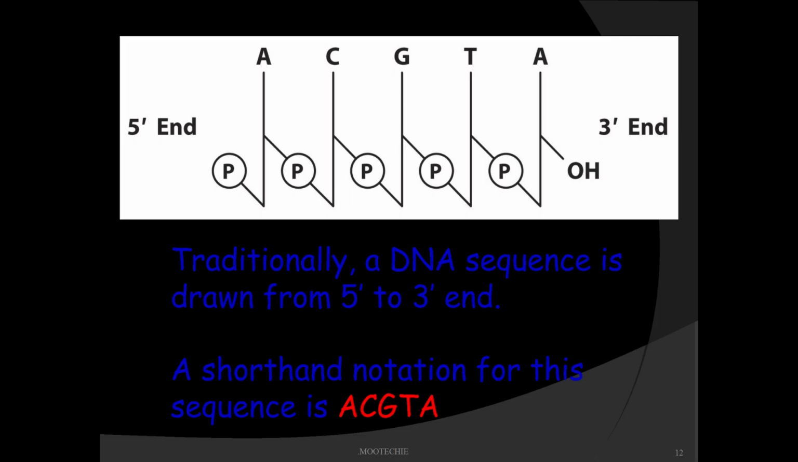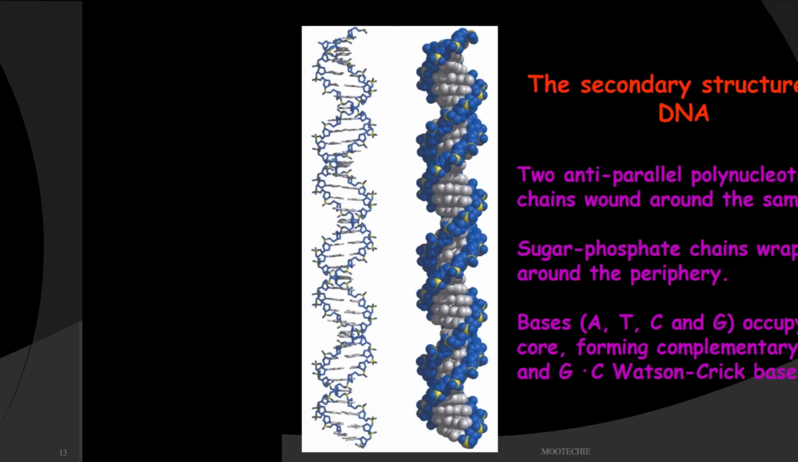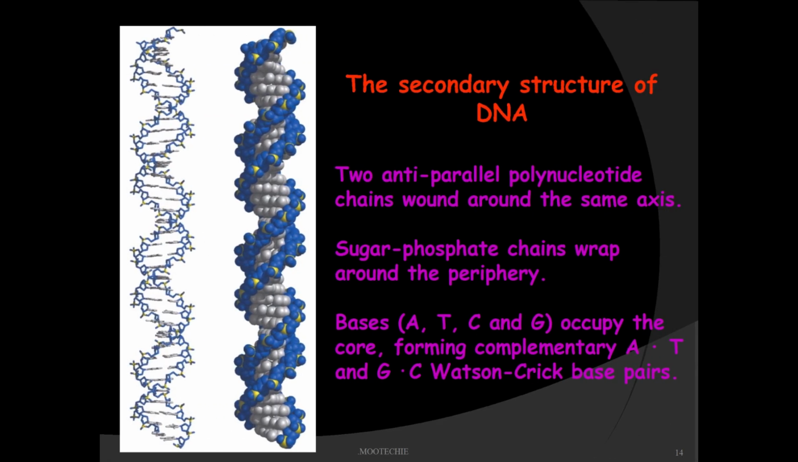But DNA isn't a flat string. It has a stunning three-dimensional shape. The secondary structure of DNA is the famous double helix. So what defines this double helix? It consists of two anti-parallel polynucleotide chains wound around the same axis.